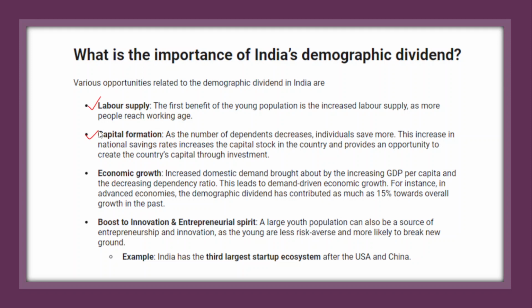So that will help in capital formation and the money multiplier effect in the economy, so that in fact fuels the economic growth, right? So the number of dependents decrease. Number of dependents means the people who are of non-working age, so the number of dependents will decrease and individuals will start saving more and more money. So this increase in the national saving rates increases the capital stock in the country and provides an opportunity to create the country's capital through investment, right?